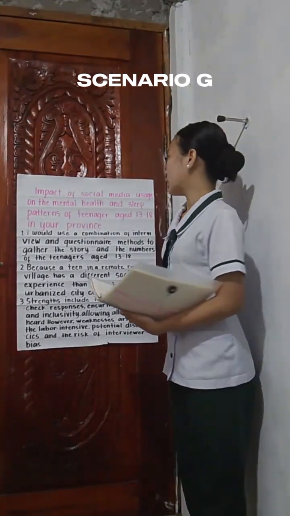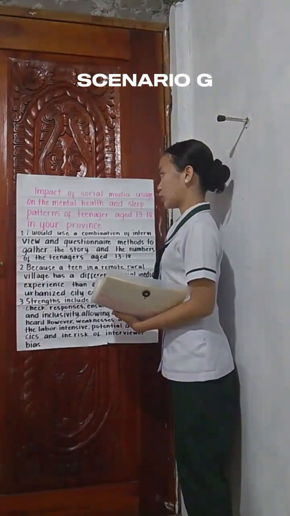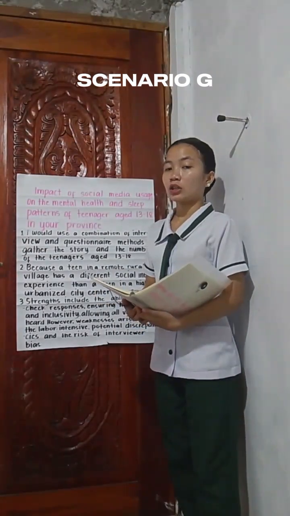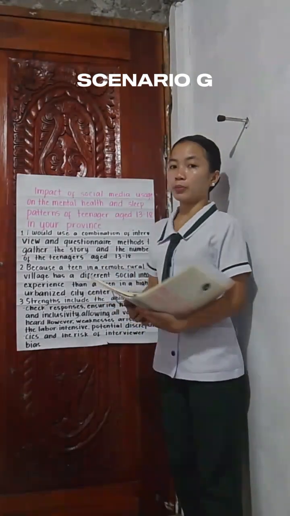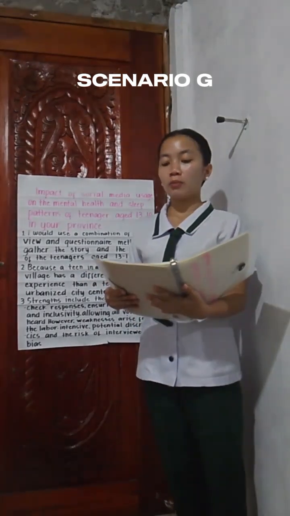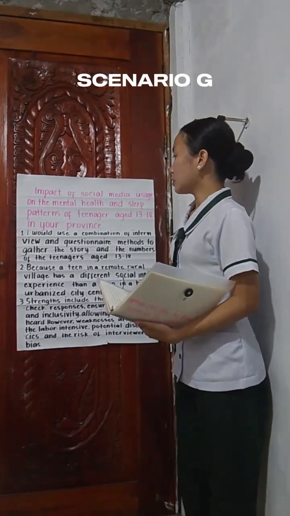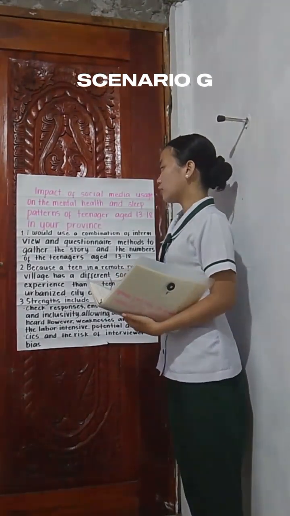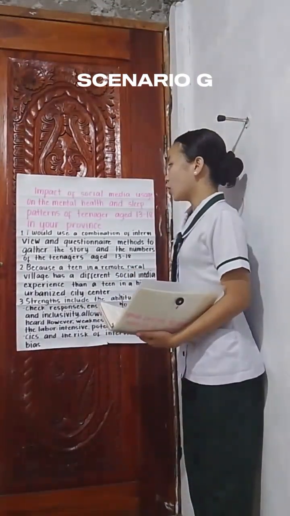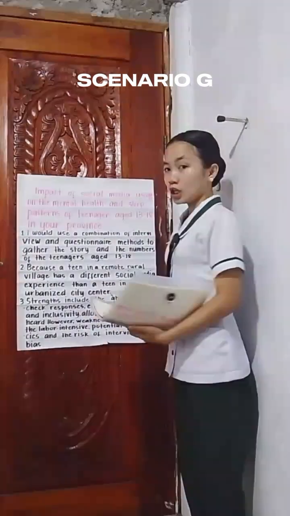Impact of social media usage on the mental health and sleep patterns of teenagers aged 13 to 18 in your province. So number one question, which data collection method would you primarily use? I would use a combination of interview and questionnaire methods to gather the story and the numbers of the teenagers aged 13 to 18.